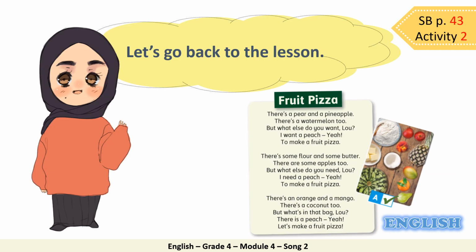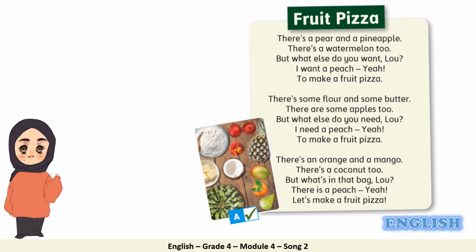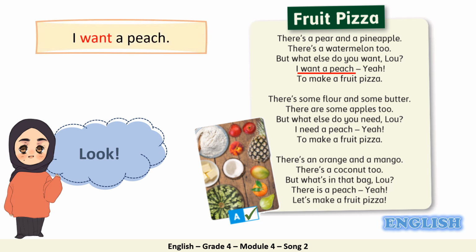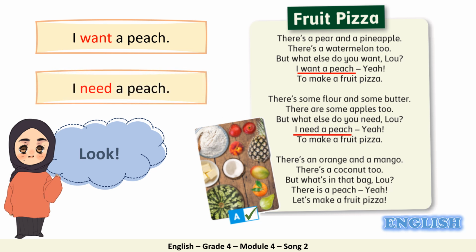Now refer again to Student Book page 43, Activity 2, and let's go back to the song. Follow with me and look at the sentences. Read the first sentence with me. I want a peach. Look at the next sentence. I need a peach. What's the difference between want and need? Let's find out.